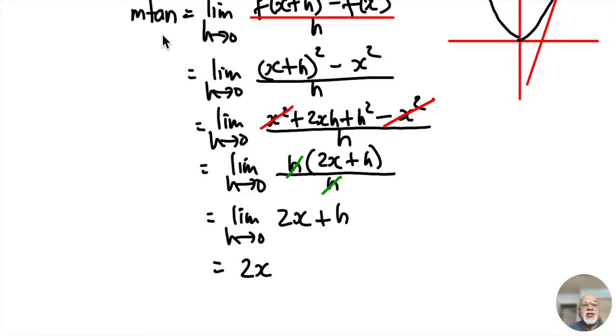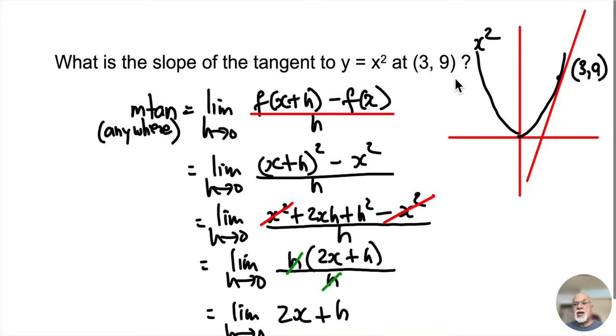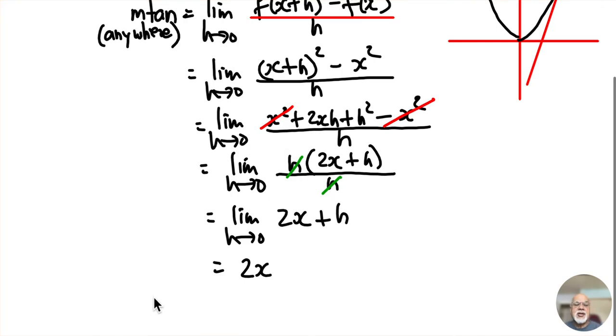This is saying that the slope of the tangent anywhere, and now I want to emphasize this, anywhere, is given by this expression 2x. And so given that it's 2x, if I want to know what the slope of the tangent was at 3, 9, namely x is equal to 3, we just substitute that into here.